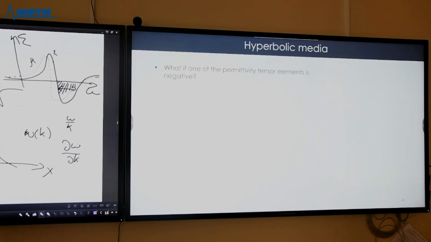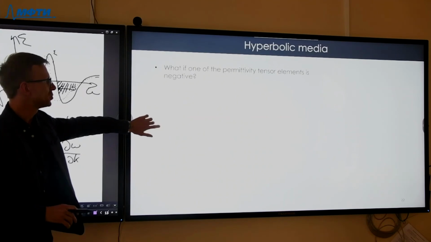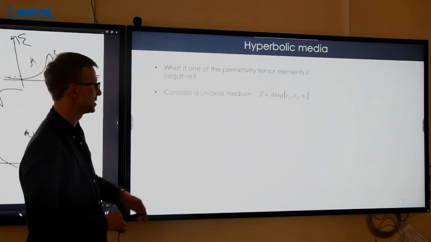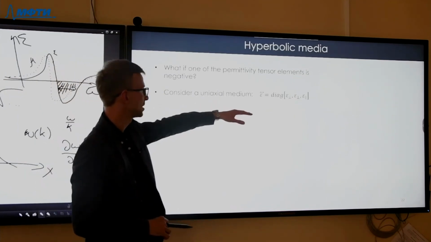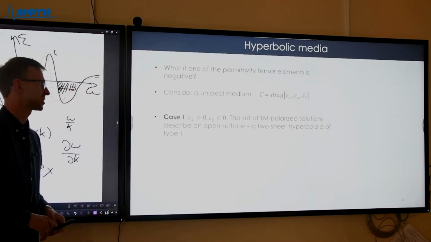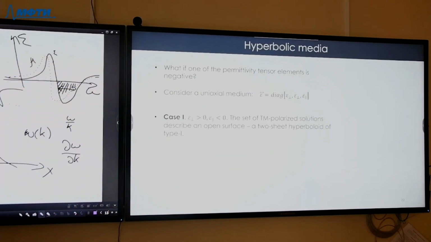Generally, if the elements of the permittivity tensor have different signs, we can consider two situations. Let's say our permittivity tensor is diagonal with elements epsilon perpendicular and epsilon parallel. Now consider the first case, when epsilon perpendicular is positive, but epsilon parallel is negative. Again, the form of the Fresnel equation is the same. It's still these two sub-equations, for the ordinary and extraordinary rays.